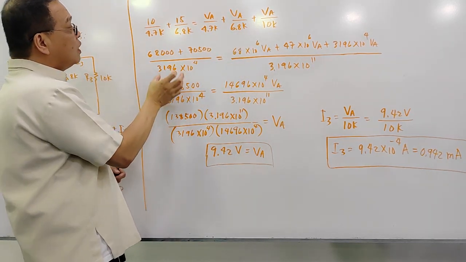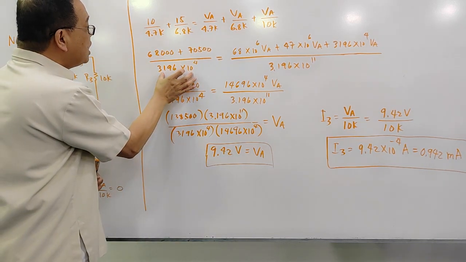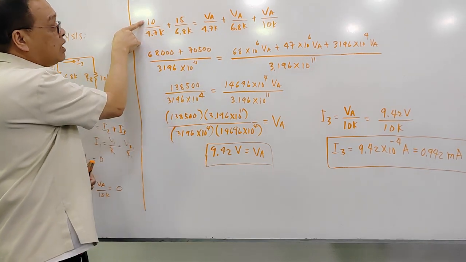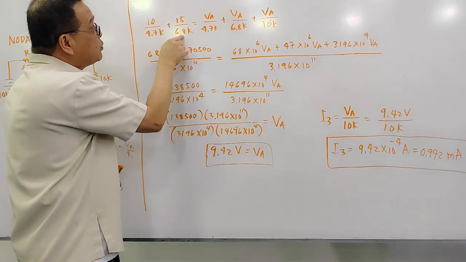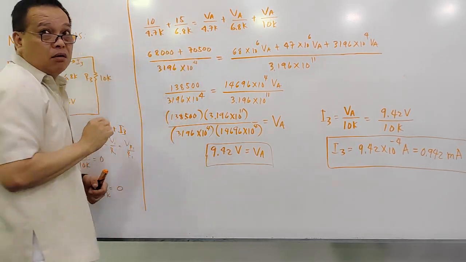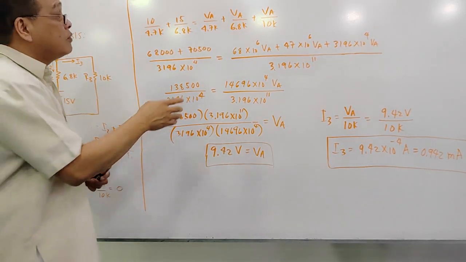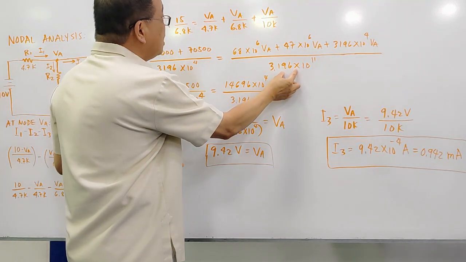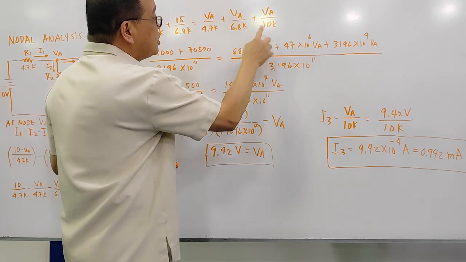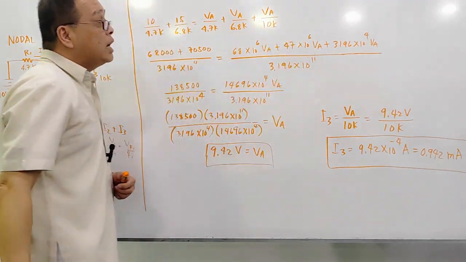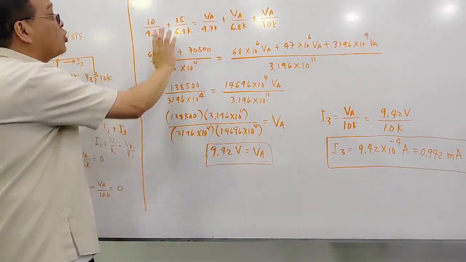After that, what's the next thing? Next process: the LCD divided by this one multiplied by 10 will give this one. The LCD divided by this one multiplied by 15 will give you this number. Math rule. Alright? Same thing here: the LCD divided by this one multiplied by VA will give you this number. Same thing for all. So this is the resulting equation for both.